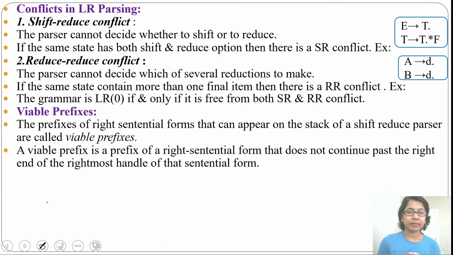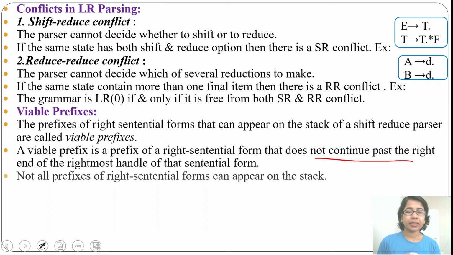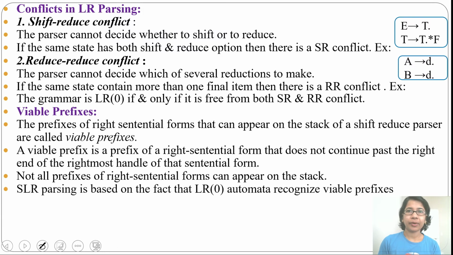The viable prefix is a prefix of a right sentential form that doesn't continue past the right end of the rightmost handle of that sentential form. Not all prefixes of right sentential form can appear on the stack. Means not all prefixes of right sentential form is a viable prefix. SLR parsing is based on the fact that LR0 automata recognize viable prefix. I already discussed LR0, next I will discuss SLR.